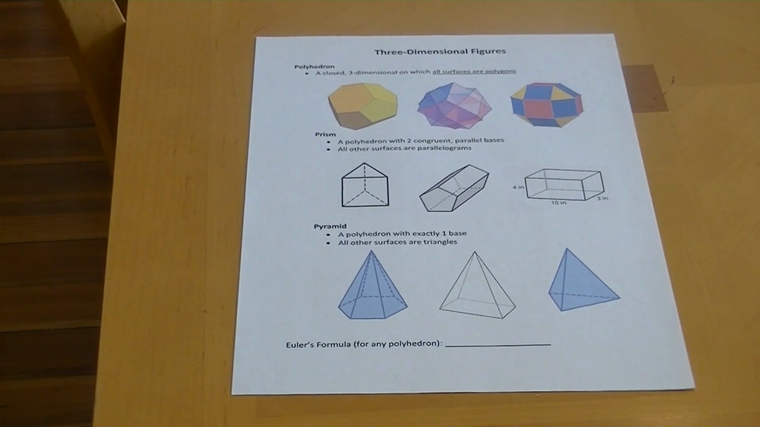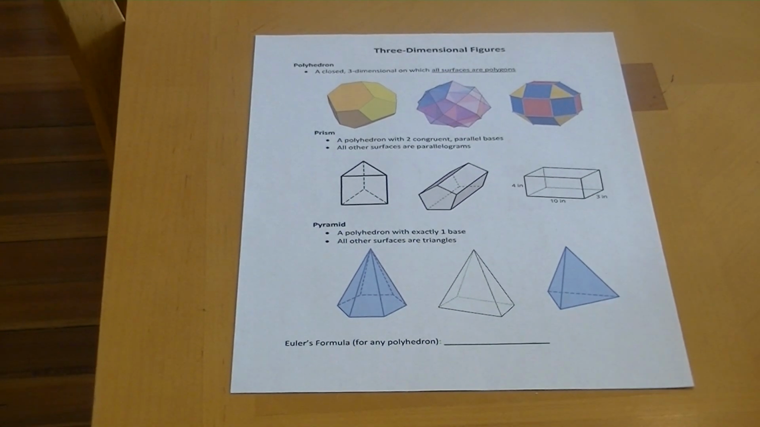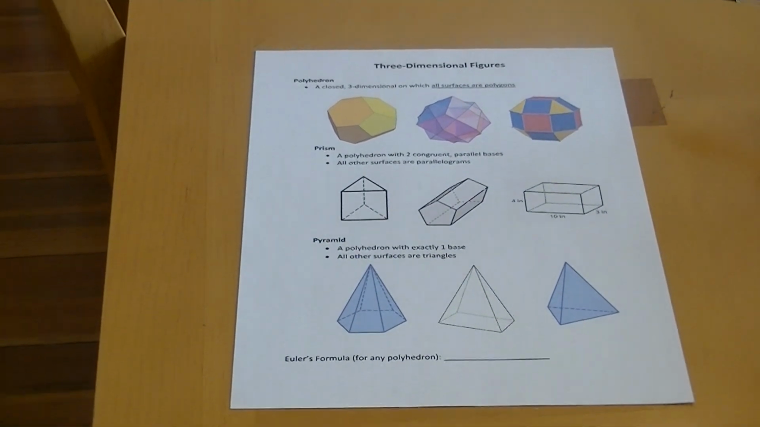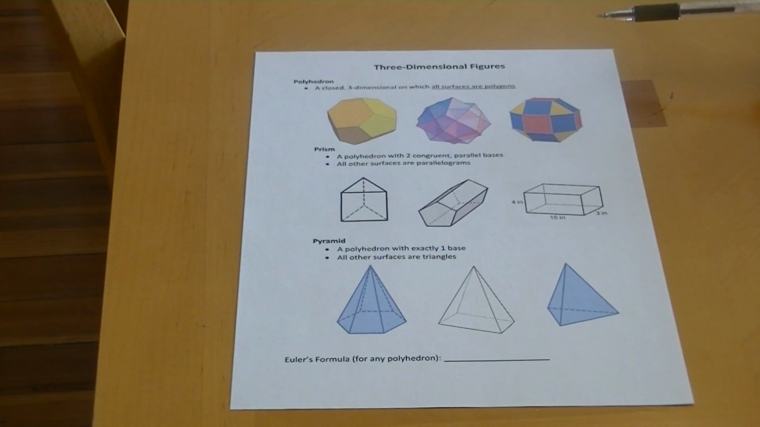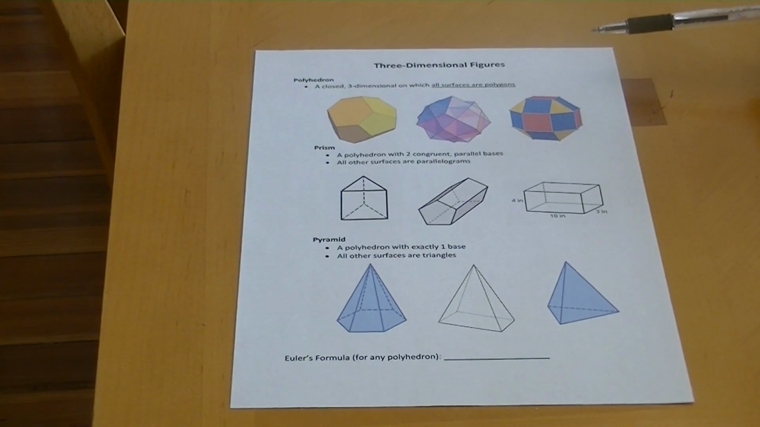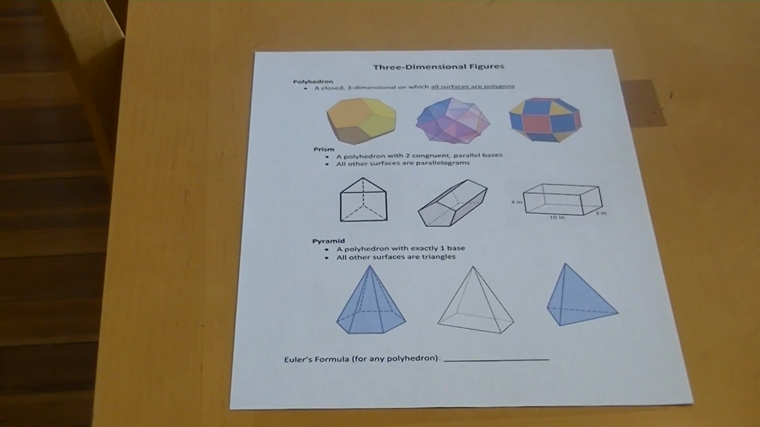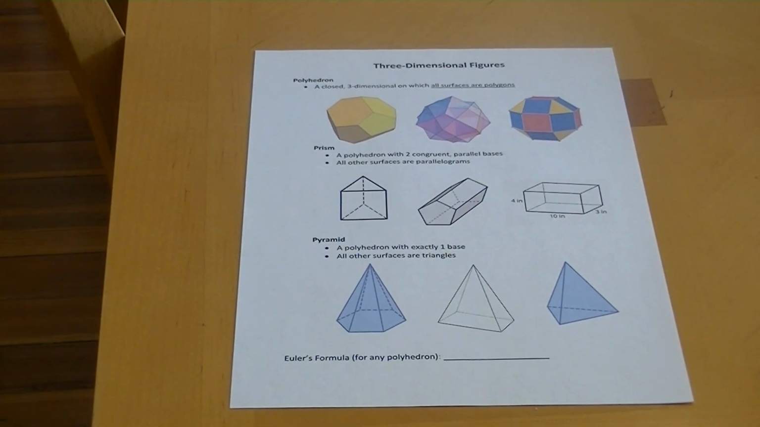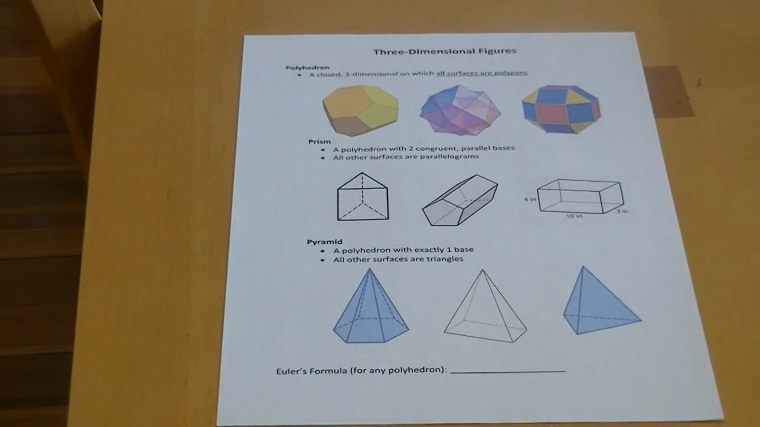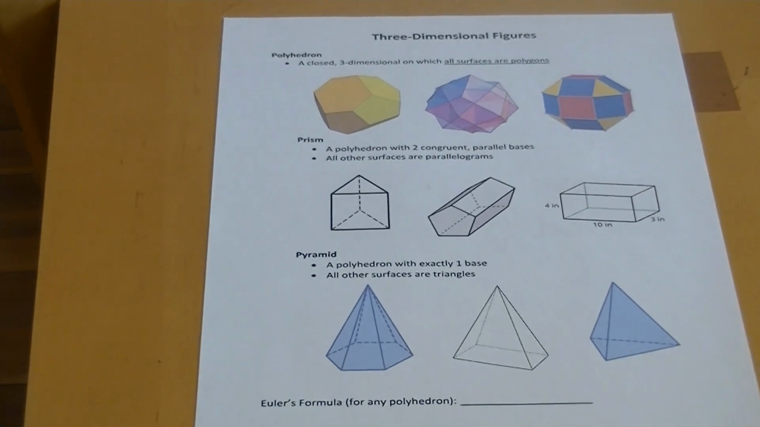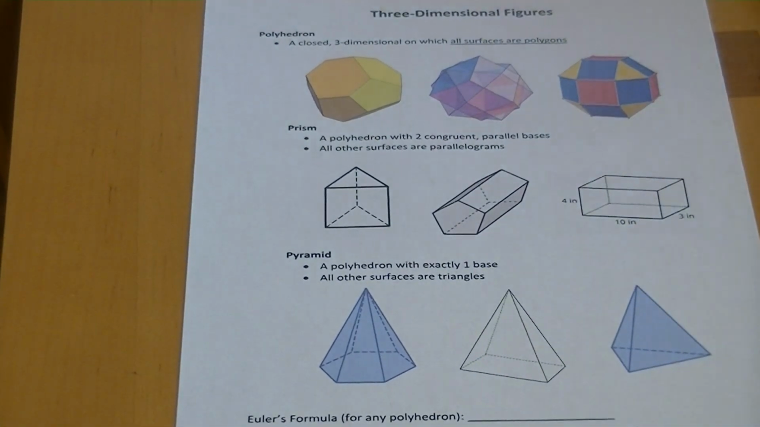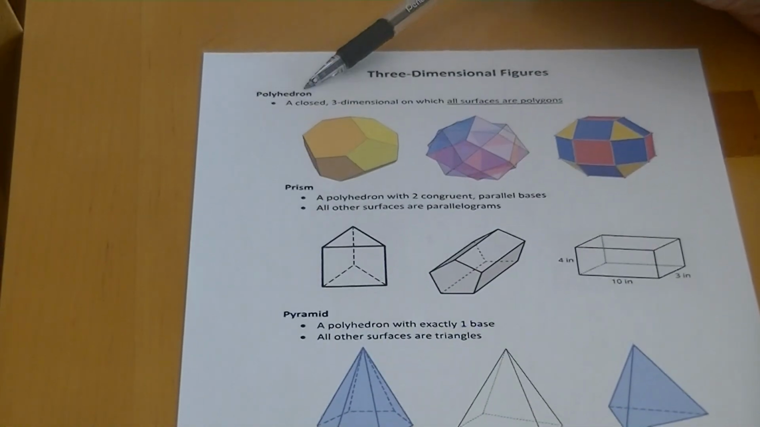So before we begin our chapter on volume, we're going to do a little bit of an introduction to three-dimensional figures. Three-dimensional figures include cylinders, cones, spheres, pyramids, prisms, and there are different ways to classify them. Many three-dimensional figures are called polyhedra. That's the plural. Polyhedron is singular.